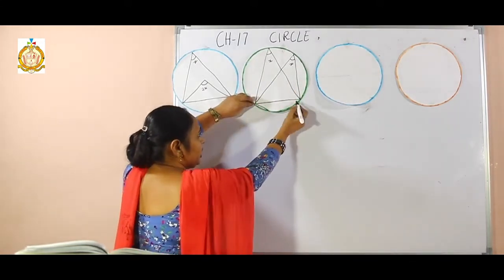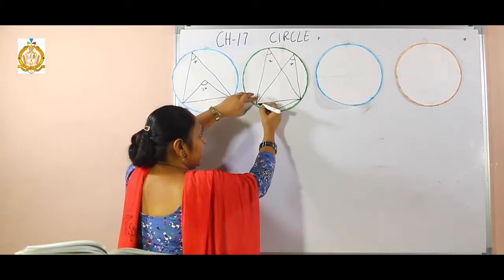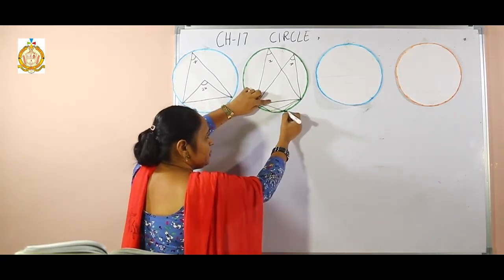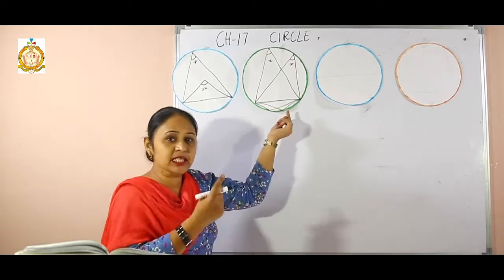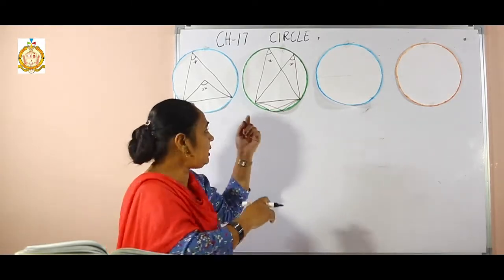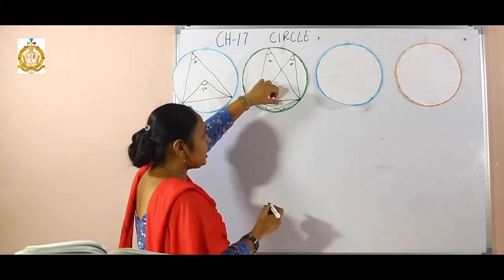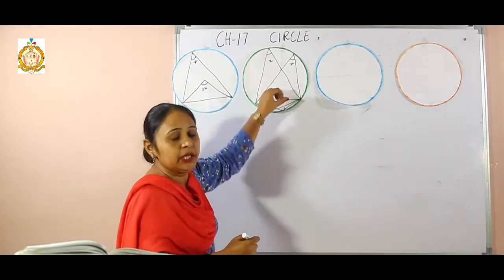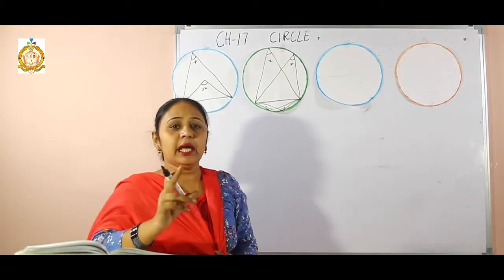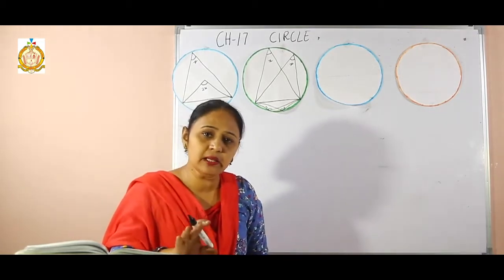I take one triangle here and another triangle here. Again, these two triangles are in the same segment, that are in minor. Again, these two angles will be equal. If this is y, another will also be y degree. It means the second property is angles in the same segment are equal.